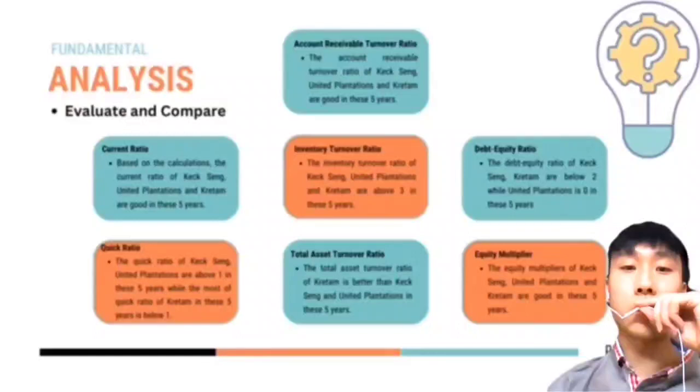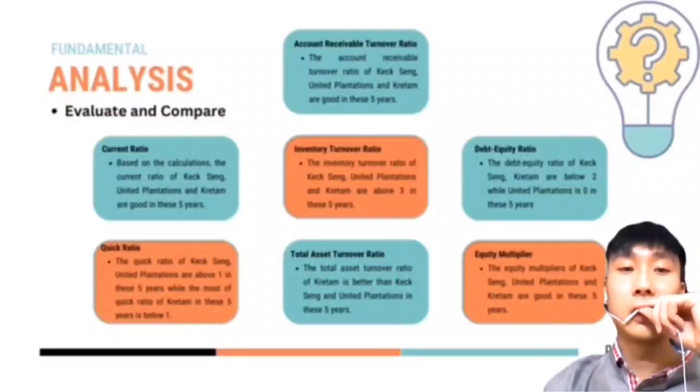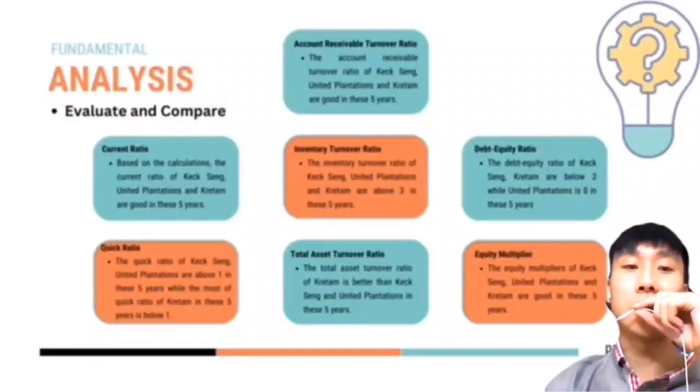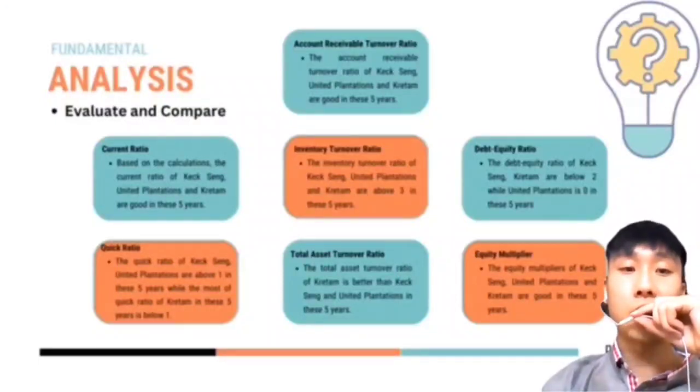So I will continue to present the fundamental analysis. Based on the calculation, the current ratio of Bwfn, United Plantation, and Kretam are good in these five years. For the quick ratio, Bwfn and United Plantation are good compared to Kretam. For the account receivable turnover ratio, Bwfn, United Plantation, and Kretam are good. For the inventory turnover ratio, Bwfn, United Plantation, and Kretam are good.